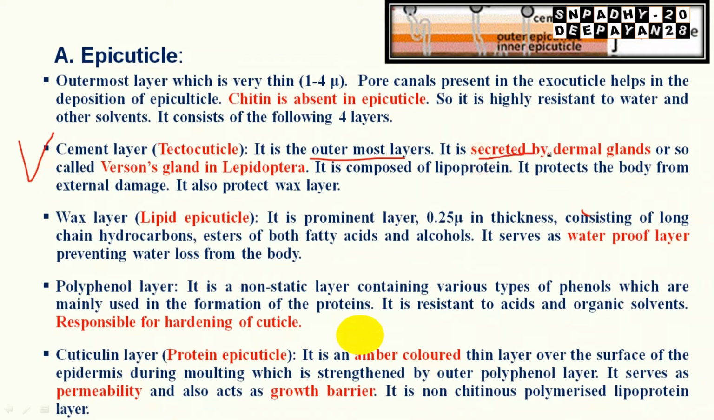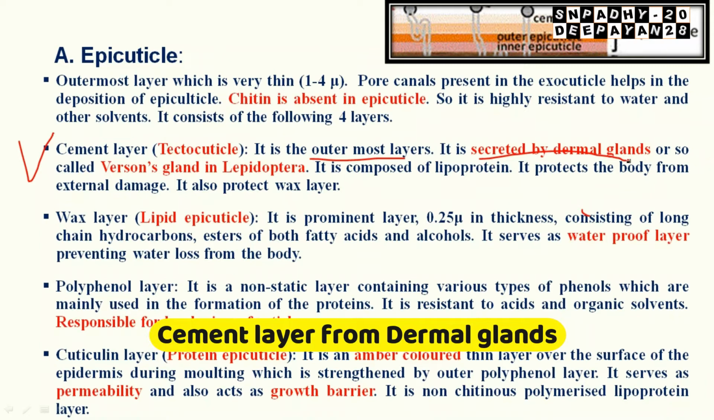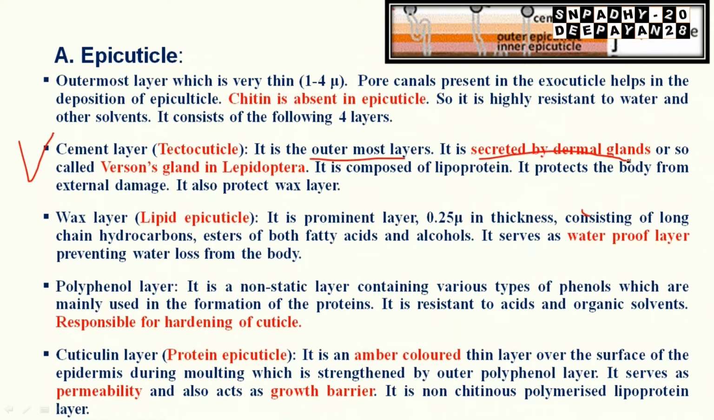This cement layer is secreted by dermal glands. We already covered this in terms of epidermis. These dermal glands are called Verson's gland in the case of Lepidopteran insects, like moth and butterfly, which belong to the order Lepidoptera. It may also come as a question. It is composed of lipoprotein. It protects the body from external damage, being very hard. It also protects the wax layer.